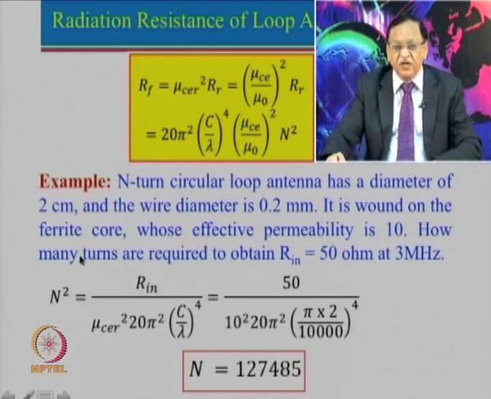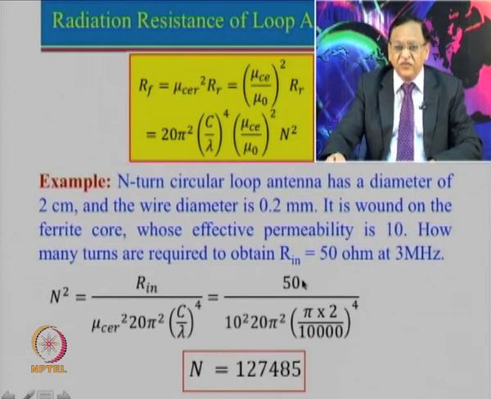Now this is put on a ferrite core whose effective permeability is 10, and what we need to know is how many turns are required to obtain 50 ohm impedance at 3 megahertz. Now at 3 megahertz, what is the wavelength? Wavelength is going to be 100 meter. So that is a wavelength lambda. 100 meter we have converted into centimeter, so that becomes 10,000 centimeter.